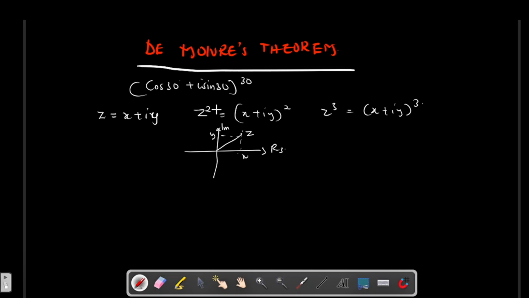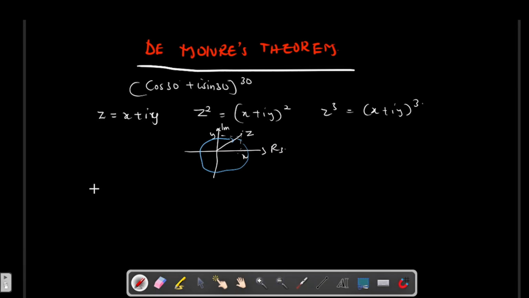Whenever you see z squared, it means z has rotated, okay? When z rotates 360, then it means z squared. When z rotates itself 3 times, you call it z cubed. So if you want to find a complex number to the power 30, it means you have to move around this 30 times, right? So the Moivre's theorem is very simple and direct.